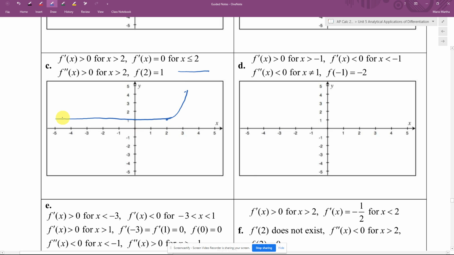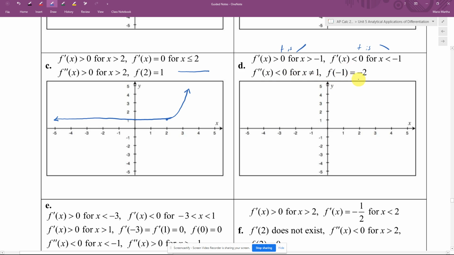Like so. So again, this is where it changes, right? It becomes positive, so it starts to increase as well. And now looking at D, we have f prime of x is greater than 0 for x greater than negative 1, meaning f is increasing. F prime of x is less than 0 for x less than negative 1, meaning f is decreasing, going down. And f double prime is less than 0 for x not equal to 1.